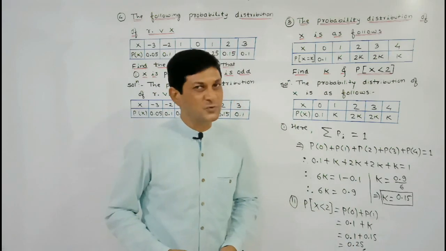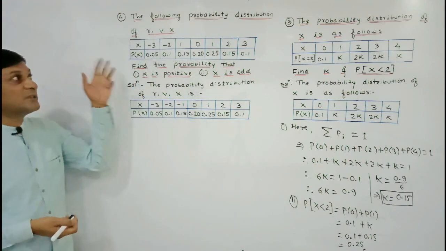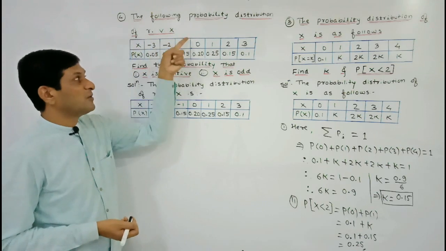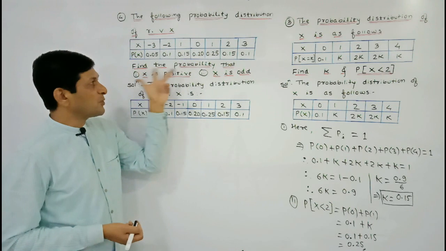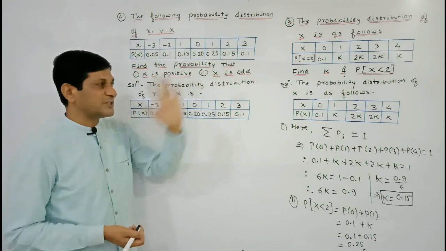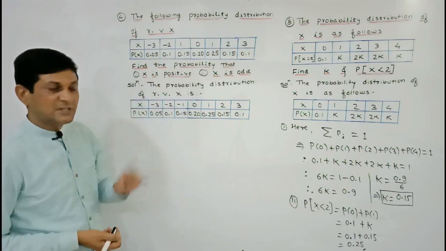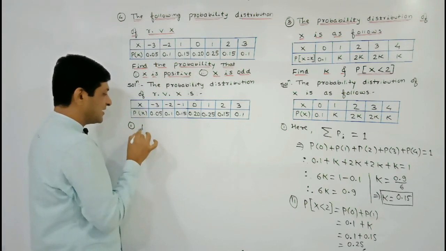Now we are solving fourth example. So in this fourth example, probability distribution of random variable x is given to us, using which we have to find out the probability when x is positive and x is odd. So probability distribution again we have considered in the solution. Now we are finding first required value. What is our first required value?